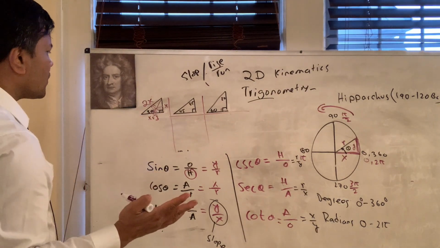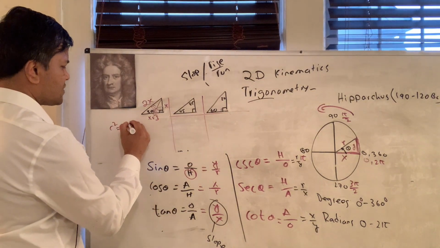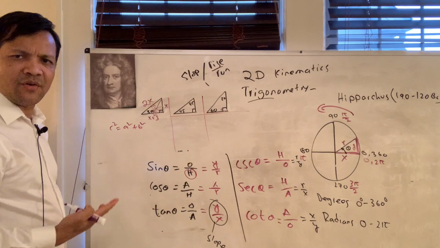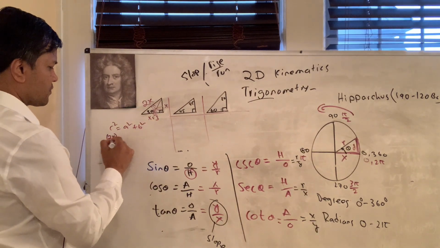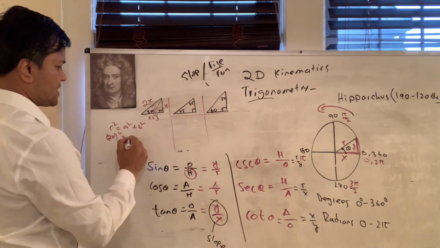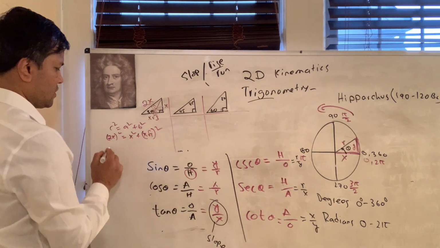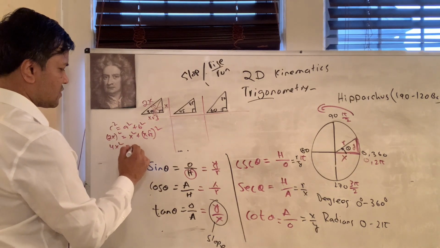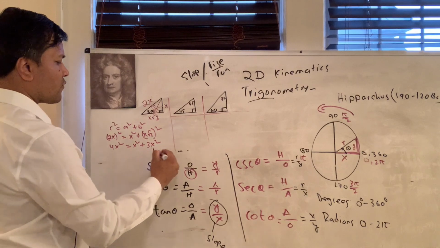Now you can prove that. So now c square is equal to a square plus b square. By Pythagorean theorem you can prove that. So c square, 2x square, is equal to a square, which is x square, plus b square, which is x root 3 square. So this is 4x square is equal to x square plus 3x square. So 4x square is equal to 4x square. Check.